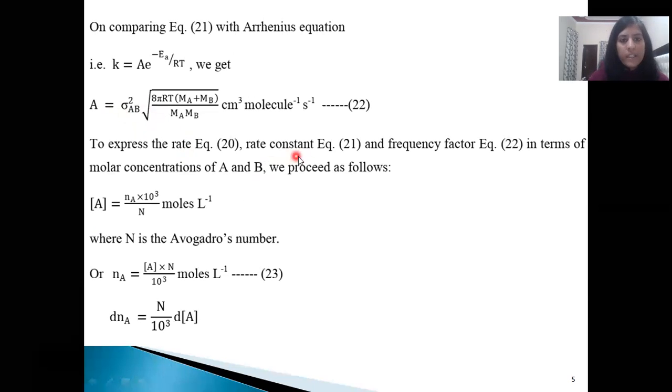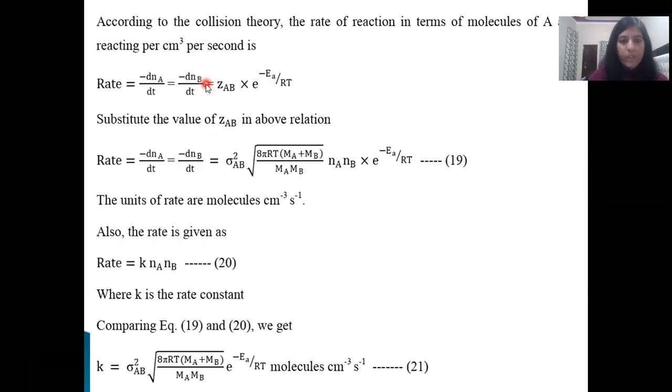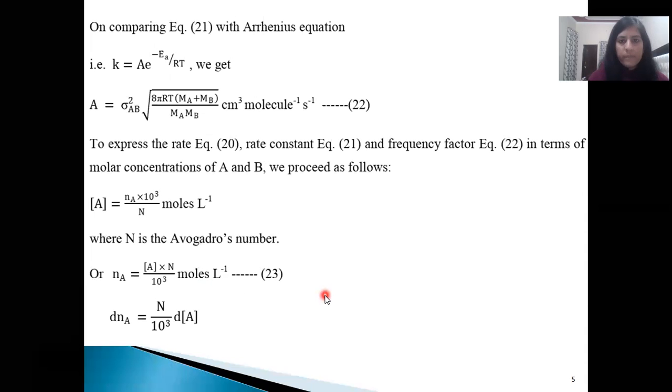In terms of molar concentration of A and B, we proceed as follows. Equations number 19, 20, 21 and 22 are the expressions in terms of molecules. Now we are going to represent this in terms of molar concentration. For this, the concentration of A is given by N_A into 1000 upon N, where N is Avogadro's number, and so N_A is equal to N into [A] upon 1000.